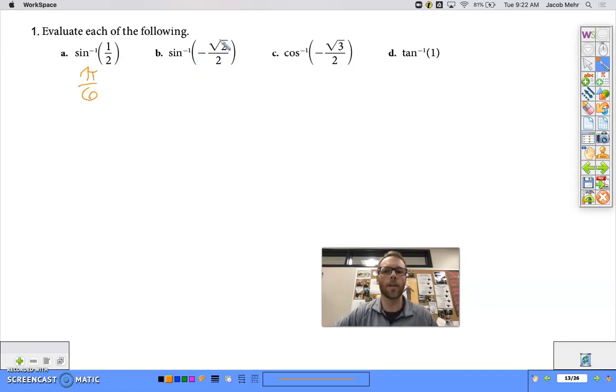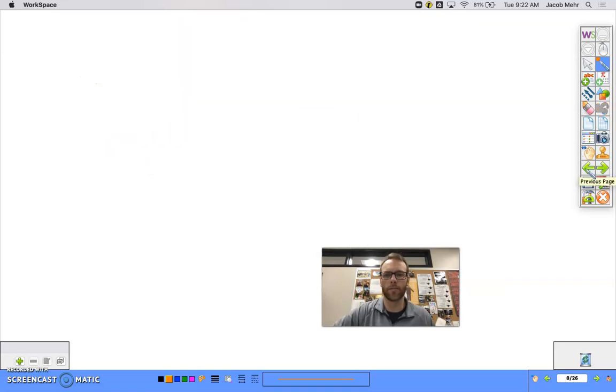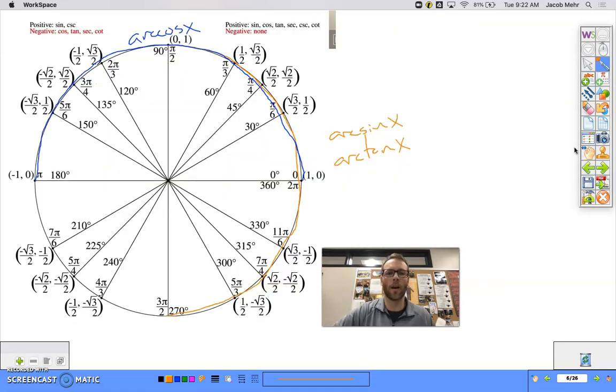How about the arc sine of -√2 over 2? So I go back to my unit circle. We're finding the arc sine of -√2 over 2. Now it happens on the unit circle here. It happens here. But we know we have to be on the right side of the unit circle. Now a common mistake is to do this. Well, there's -√2 over 2, so it's 7 pi over 4.